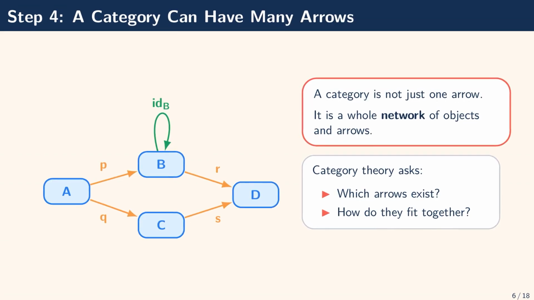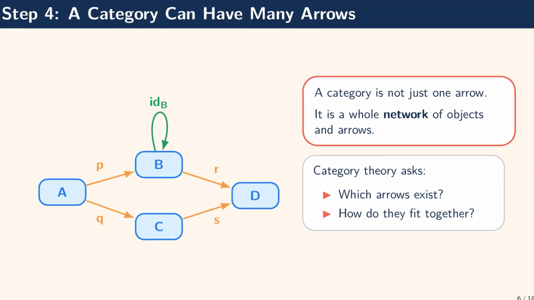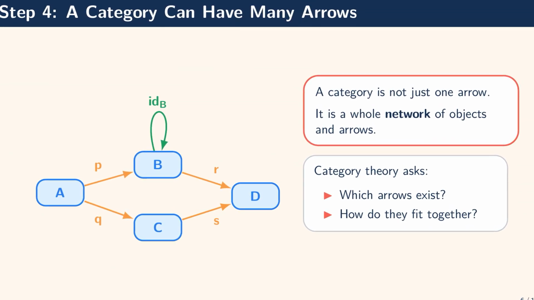A category is not just one arrow. It is a whole network of objects and arrows, like the diagram on the left. Category theory asks which arrows exist between objects and how those arrows fit together into a coherent structure.